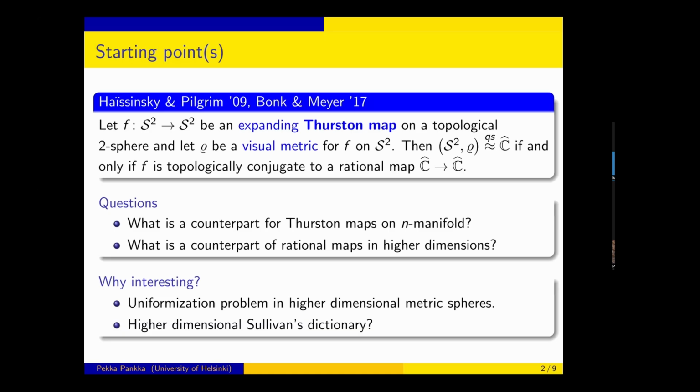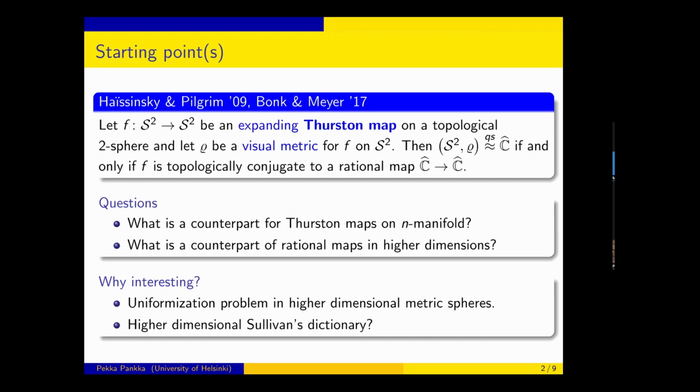My co-author, on the other hand, is much more interested in the Sullivan dictionary. In this seminar we have quite many times talked about Sullivan's dictionary, where you compare the properties of Kleinian groups to the properties of complex dynamics. If you ask what the higher dimensional Sullivan's dictionary is, you notice that you can still have the Kleinian groups on that side in all dimensions, but when you go to the dynamics side, the question is what the corresponding dynamics is.